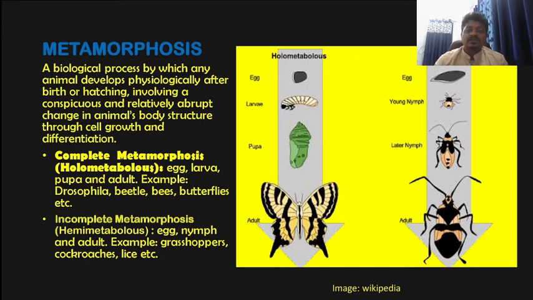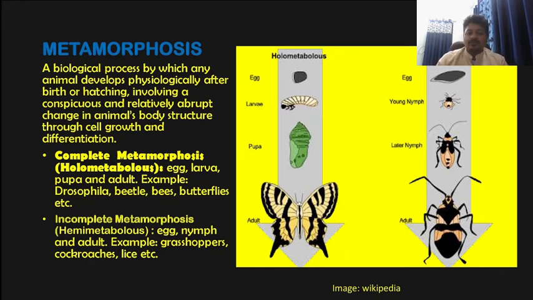So cell growth and differentiation with time is taking place within these animals, and they are transforming from the egg form to the adult form. In between this transformation from the egg to the adult, there might be different events for different organisms. Depending on that, this metamorphosis process can be divided broadly into two types.